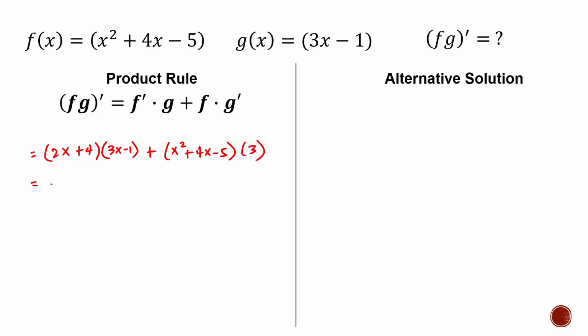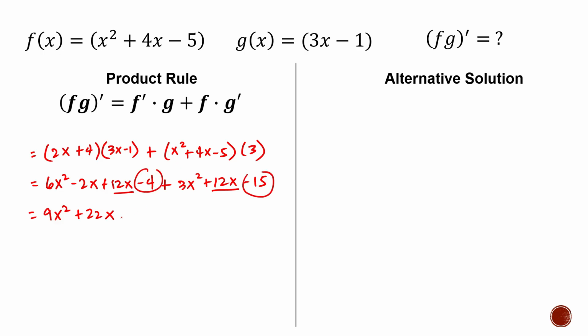So here we will use the FOIL method again. 6x squared, 2x and negative 1 is negative 2x. 4 and 3x is 12x. 4 and negative 1 is negative 4. Plus, each of these three terms we'll multiply them by 3. So that's 3x squared plus 12x minus 15. And then combine the like terms. We have 6x squared and 3x squared. That's 9x squared. We have positive 12 and negative 2. That's positive 22x. And then we have a negative 4 and negative 15. That's negative 19.